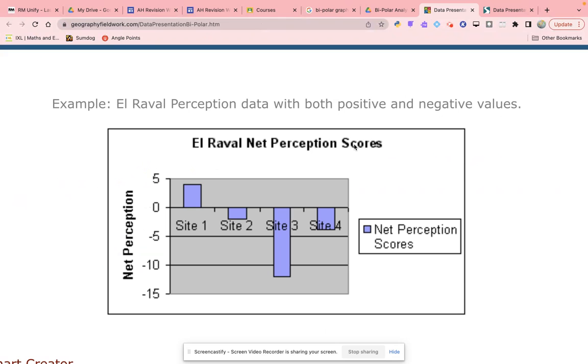And we can see here a very simple 4 sites where data has been gathered, and the overall score of the perception for those sites has been given for each of those. So if you've got a perception study that you've done in an area, and you've scored the area based on a range of people's perceptions about that area, and you've got a cumulative score for each of your sites, you can give it a total, and you can see you've got positive and negatives on this bar graph.